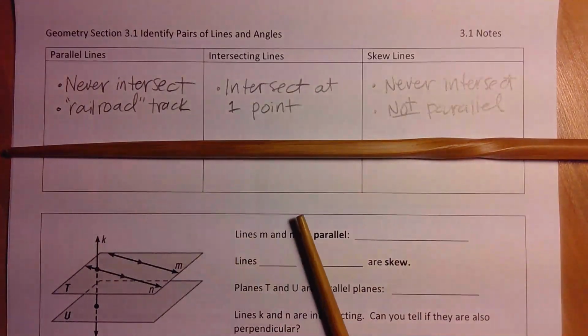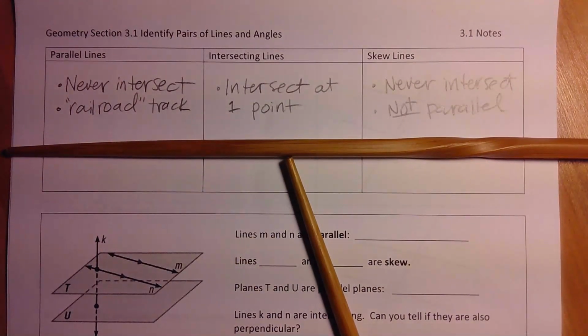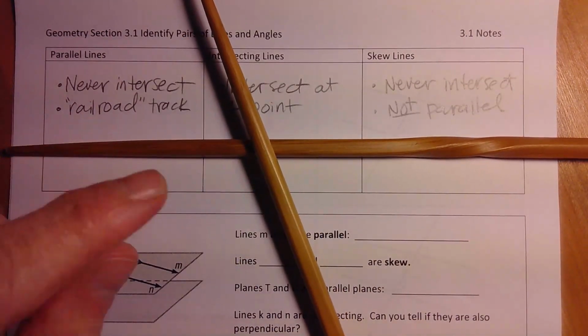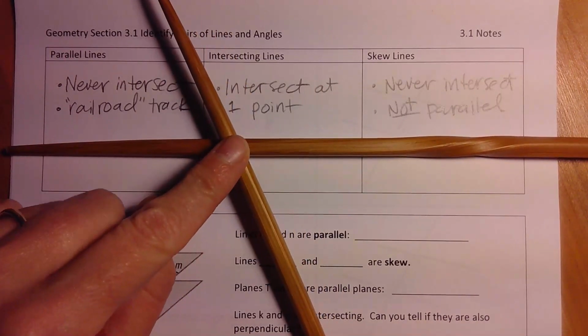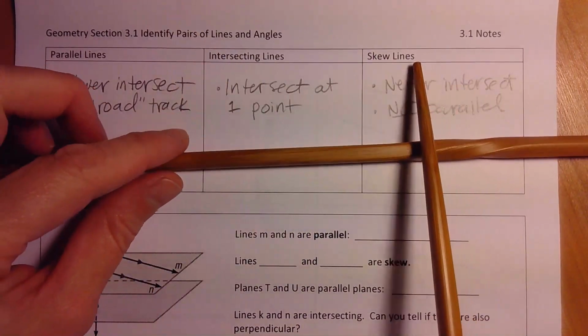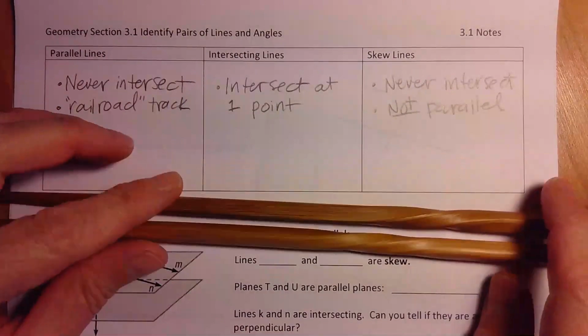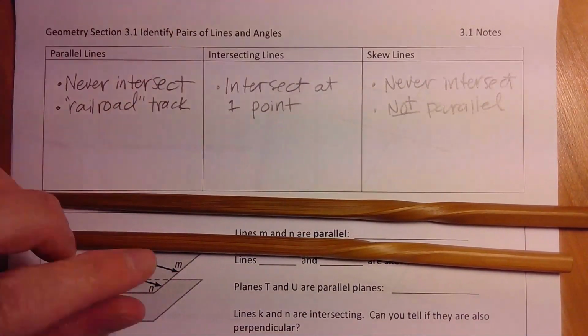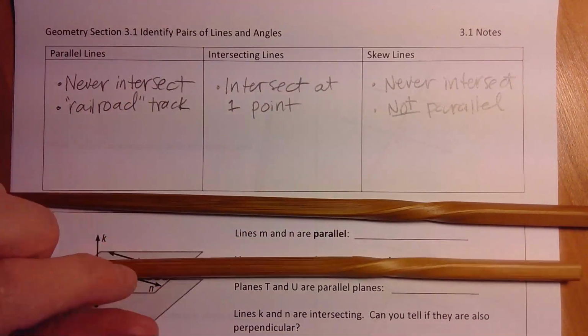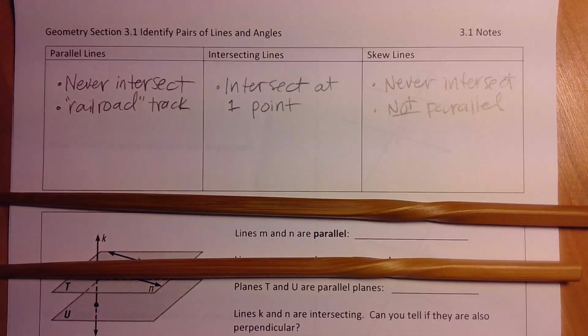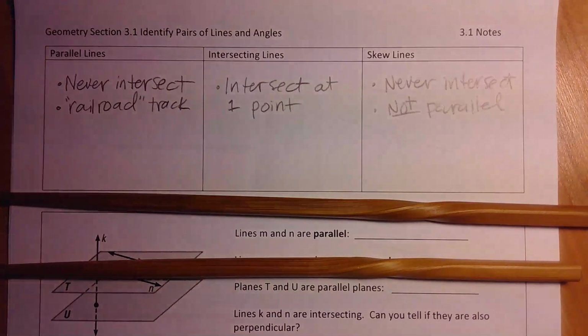Intersecting lines are lines that intersect at one point, but skew would probably be new to you. So here are the two requirements for skew. They never intersect, but they are not parallel either. So maybe pause the video and see if you can think about what kind of setup would allow you to make two lines that never intersect but are not parallel.